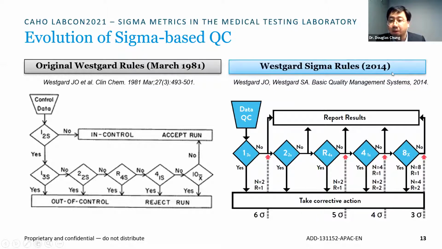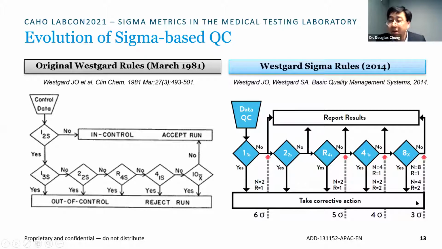In 2014, with the Westgard Sigma rules, you see that the 1,2S warning rule is now gone, and we now have sigma zones. So say, for example, when you are operating at 6 sigma performance, you only need to apply the 1,3S rule, and you only need to use 2 control measurements per run, and you will be okay to go. However, if you are at 3 sigma performance, you will need to use all of these QC rules, and you will need to either measure 8 QC measurements per run, or you may need to do 2 runs and measure 4 QC measurements per run.